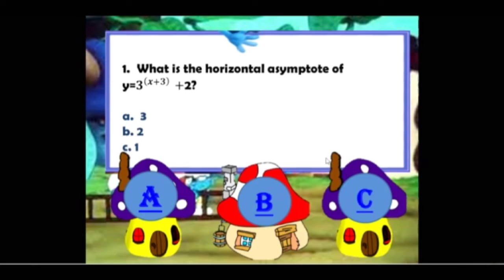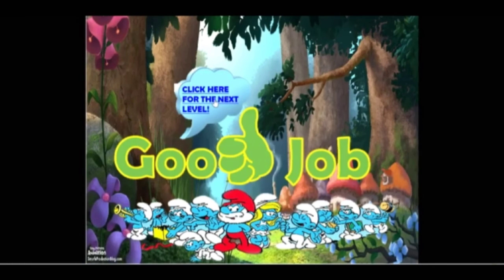What is the horizontal asymptote of y is equal to 3 raised to x plus 3 plus 2? Keep quiet. Just answer the number 1. Okay, time's up. What is your answer, Mr. Fababaer, in number 1? Letter B? Correct.